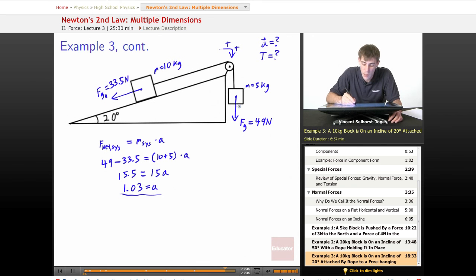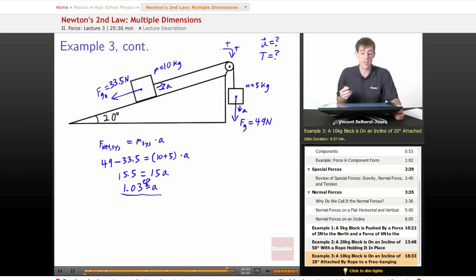So there's going to be an acceleration this way and an acceleration this way. For the smaller block, it's going to go directly down. And for the larger block, it's going to move parallel and up the surface of the triangle. And they're both going to be at 1.03 meters per second squared.